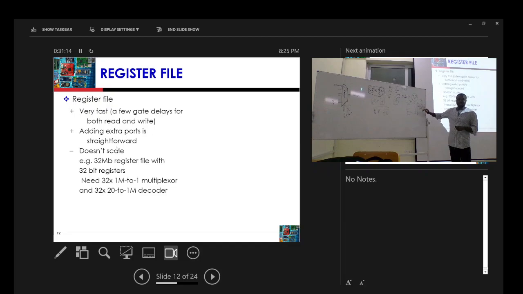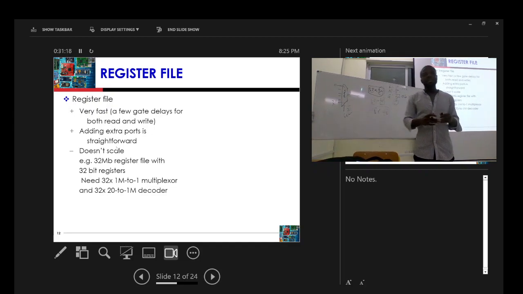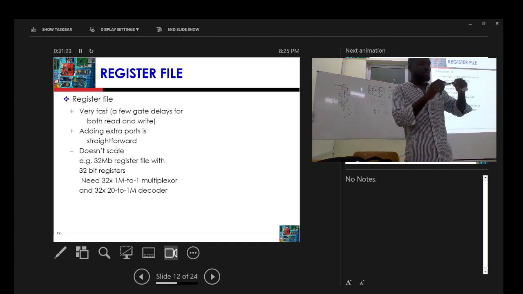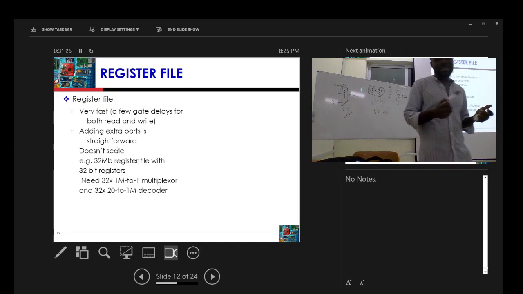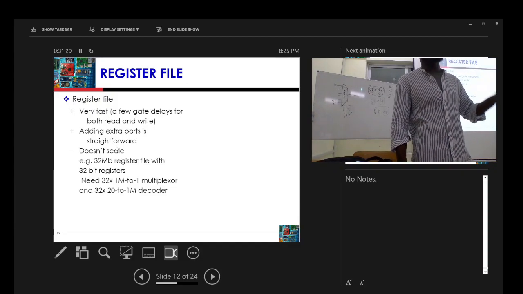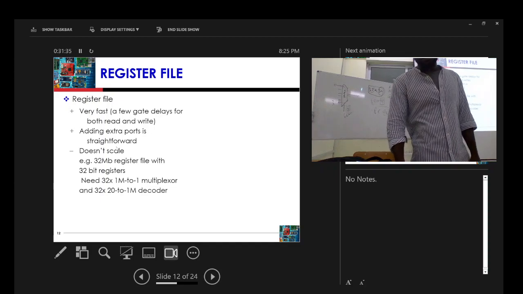32 times 2 to the power 20 number of registers here. If I'm using a decoder, I will need a very huge decoder. If I'm using a multiplexer, I will need a very huge multiplexer. And this can pose issues when we are storing a lot of data in the register file. So the register file, you don't really use it to store a lot of data, just a small amount of data. Understood?